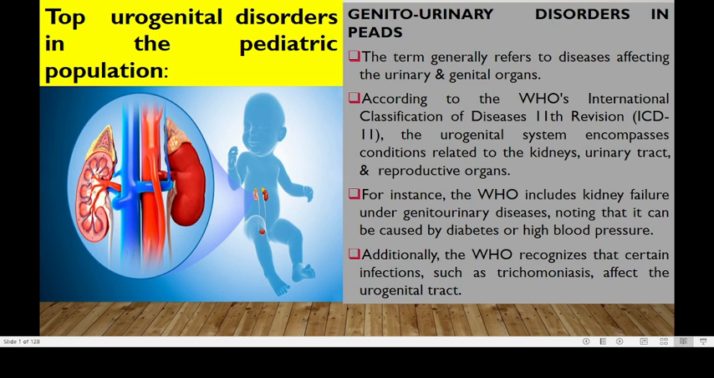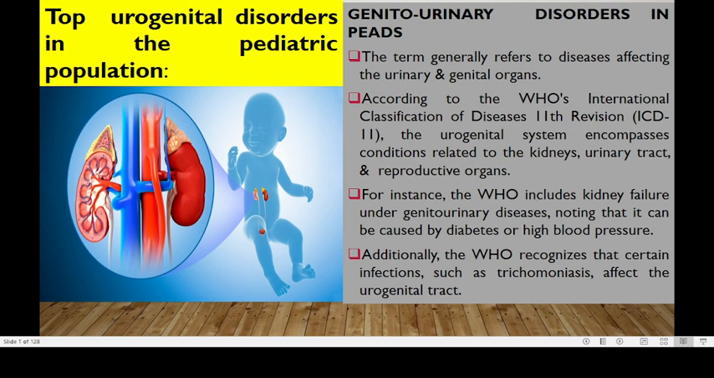To begin with, we shall define what a GU or genitourinary disorder is, and this is just a term that is generally used to refer to any disease affecting the urinary and the genital organs. According to the World Health Organization classification of diseases, the 11th revision, the urinary system encompasses conditions related to the kidneys, the urinary tract, and the reproductive organs.